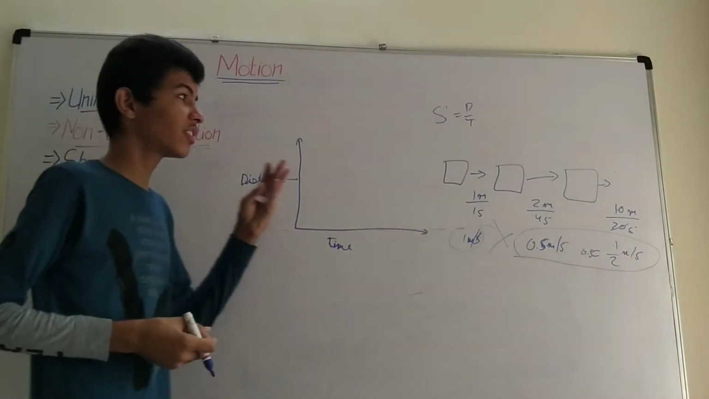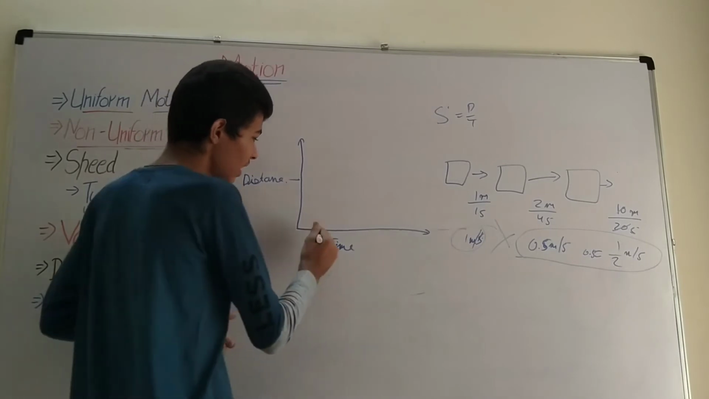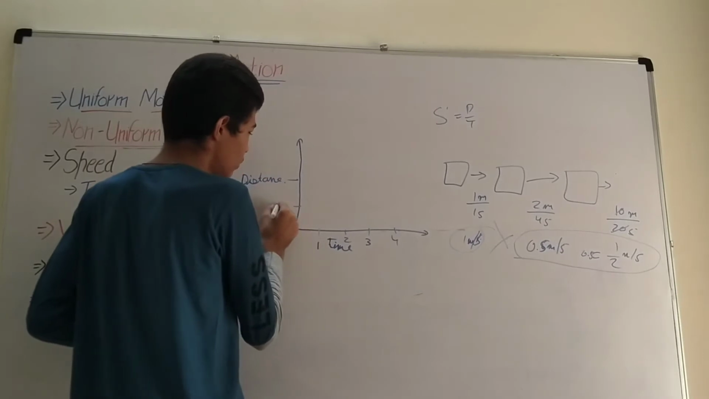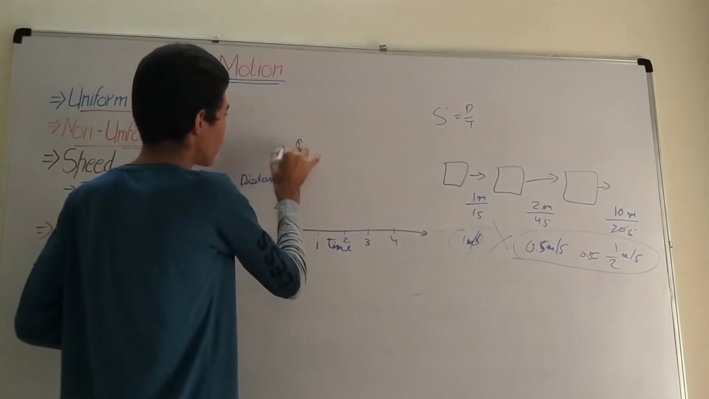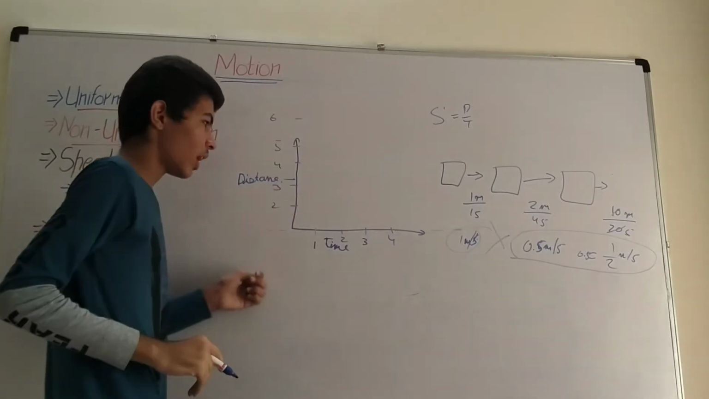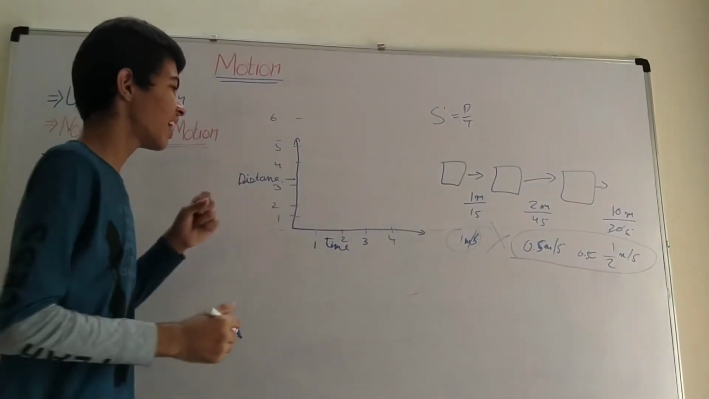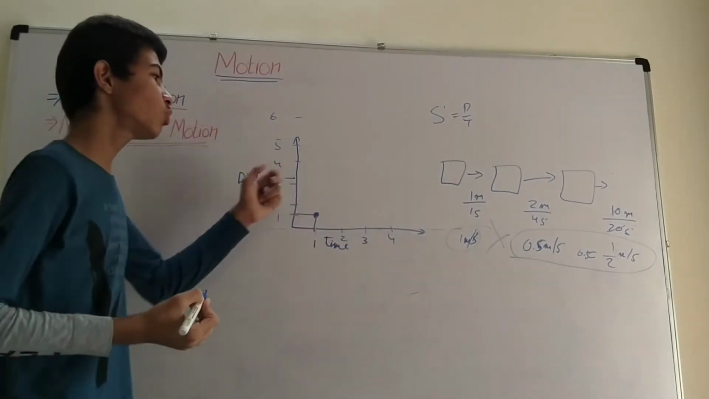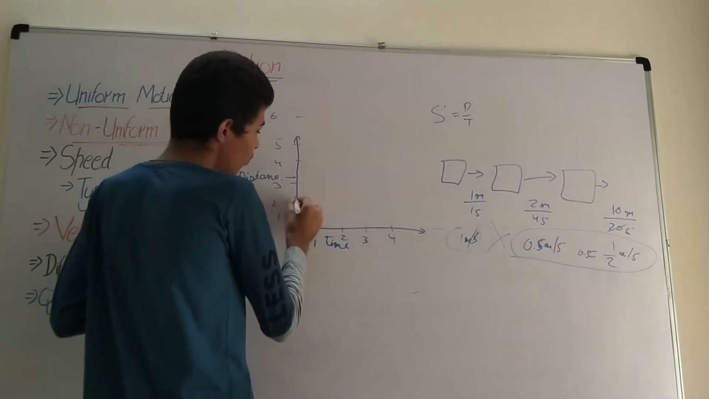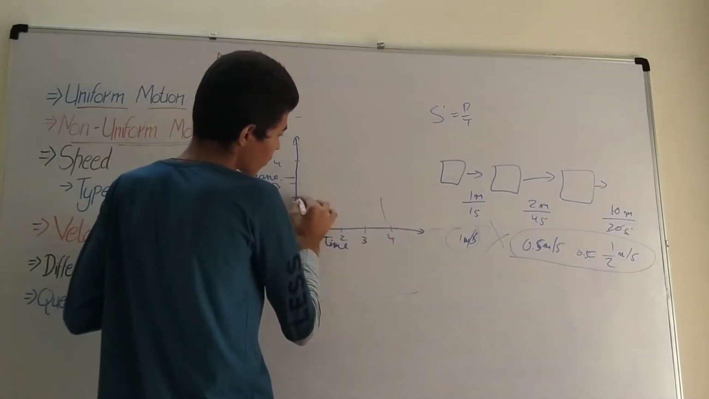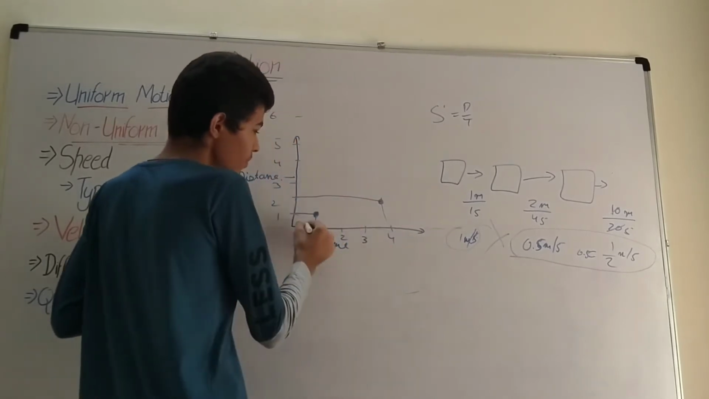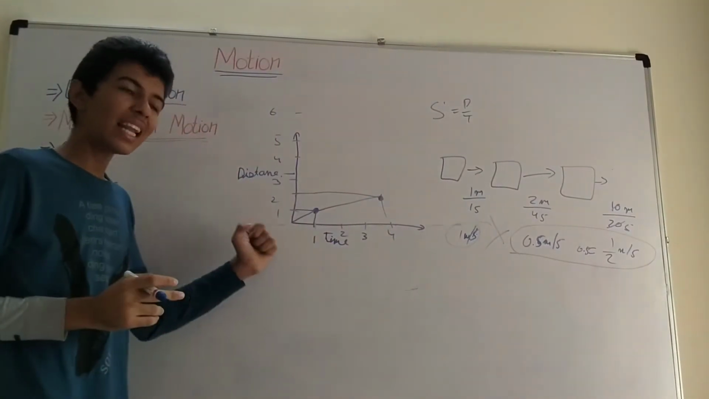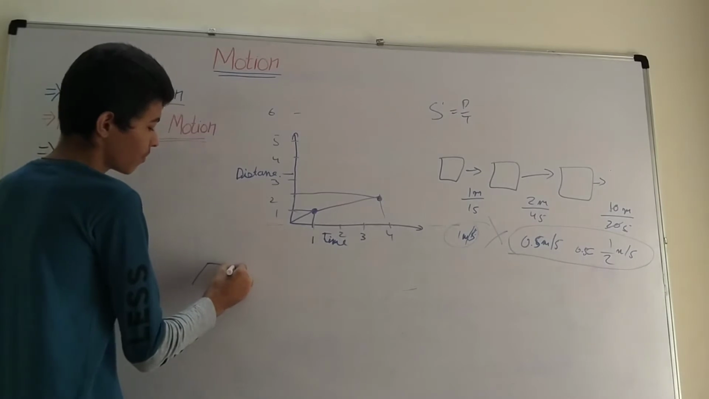So how would a graph of such a body look like? So let's take the time as 1, 2, 3, 4, and now take this 2, 3, 4, 5, 6, and so on. So now the body was traveling 1 meter in 1 second. So let's take this point as that. And now it was moving 2 meters in 4 seconds. So it would be here. So when you join this line, now the line is not straight but it is bending, and it would go like that.